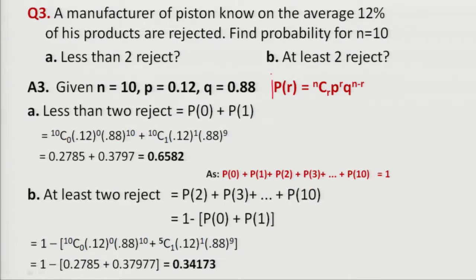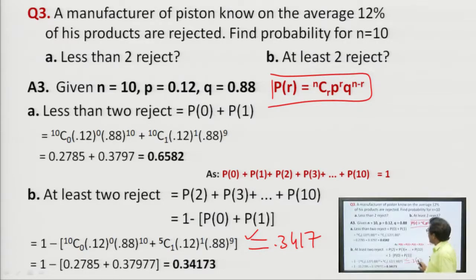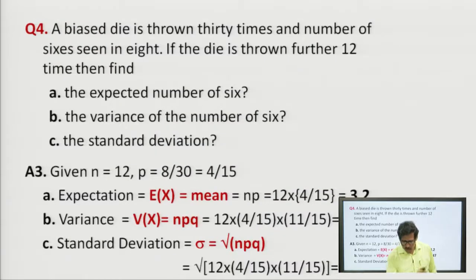We use this formula of binomial distribution: nCr, p to the power r, q to the power n minus r. P0 is equal to 10C0, 0.12 to the power 0 and 0.88 to the power 10, and P1 is equal to 10C1, 0.12 to the power 1, 0.88 to the power 9, and numerically it is almost 0.3417. So, at least 2 rejected means the probability is 0.3417, and less than 2 rejected is 0.6582. Now, come to the next question.